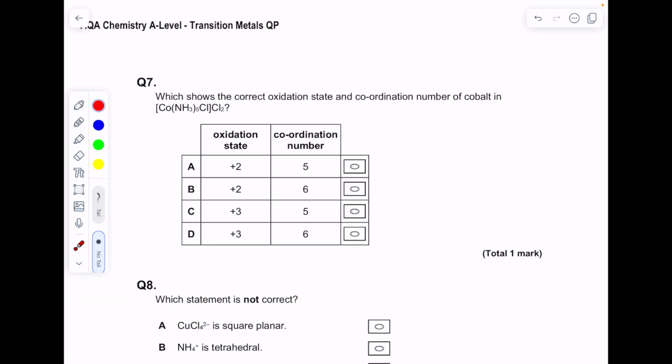Which shows the correct oxidation state and coordination number of cobalt here. So just count how many ligands are attached. It's 5 plus 1, so 6. And then the oxidation state, we know that this is neutral. So in effect, we're doing 0, which is the charge on the complex ion, minus the ammonia is neutral. That chloride ion is -1. Then we've got 2 chloride ions there. So it's in effect this, which gives us an oxidation state, therefore, of +3.